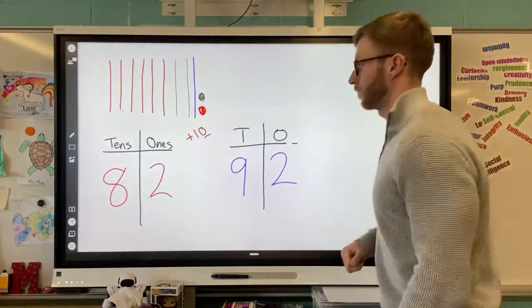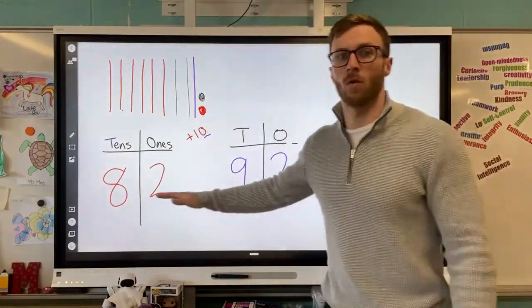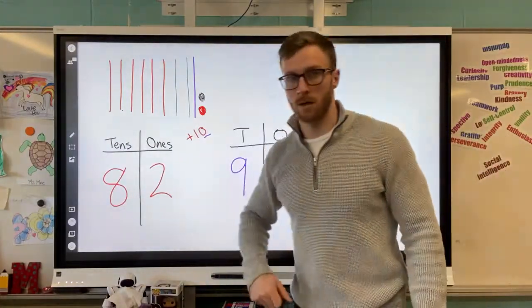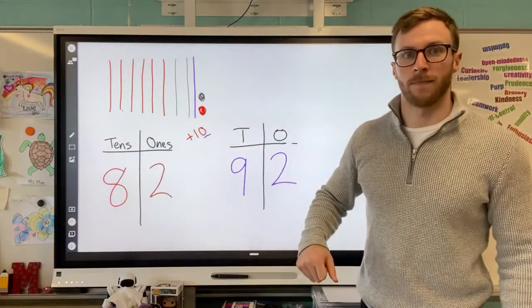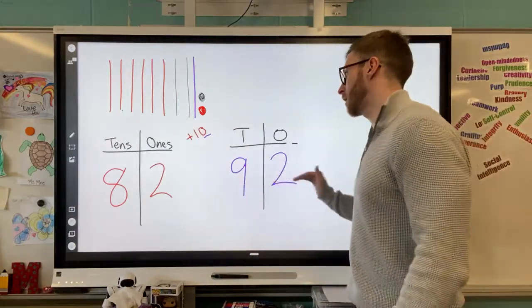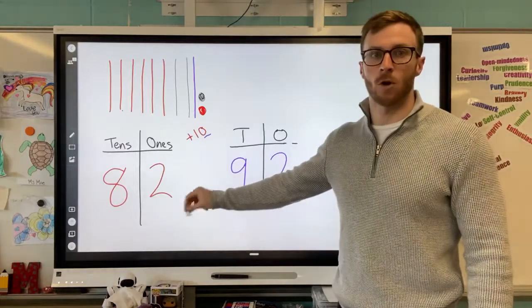And we have 92. So did the tens place or the ones place change? If you said the tens place, you were right. And you predicted correctly. Good job. All right, so this is plus 10. This is what we're going to keep working on in our homework today.